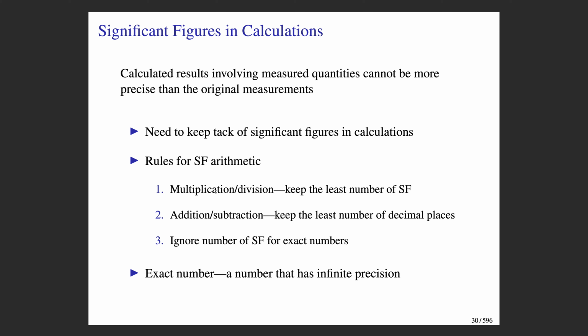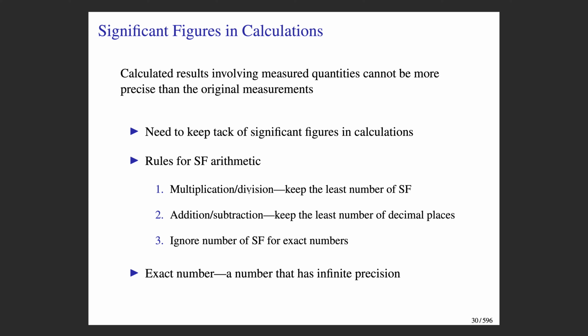When you're multiplying and dividing numbers, okay, so you've got two numbers that you're multiplying or dividing. You need to count up the number of sig figs in each of the numbers, and then the result of the multiplication or division should have the fewer number of sig figs.